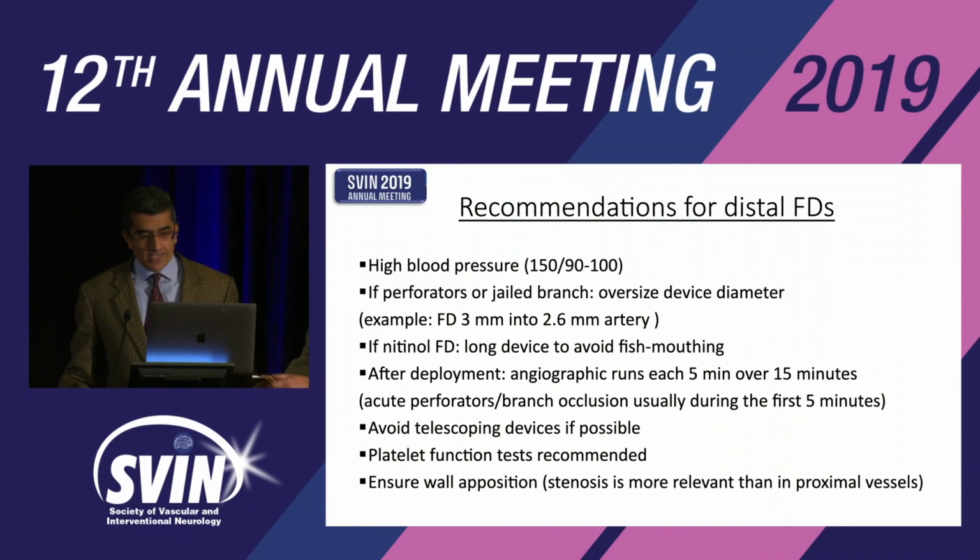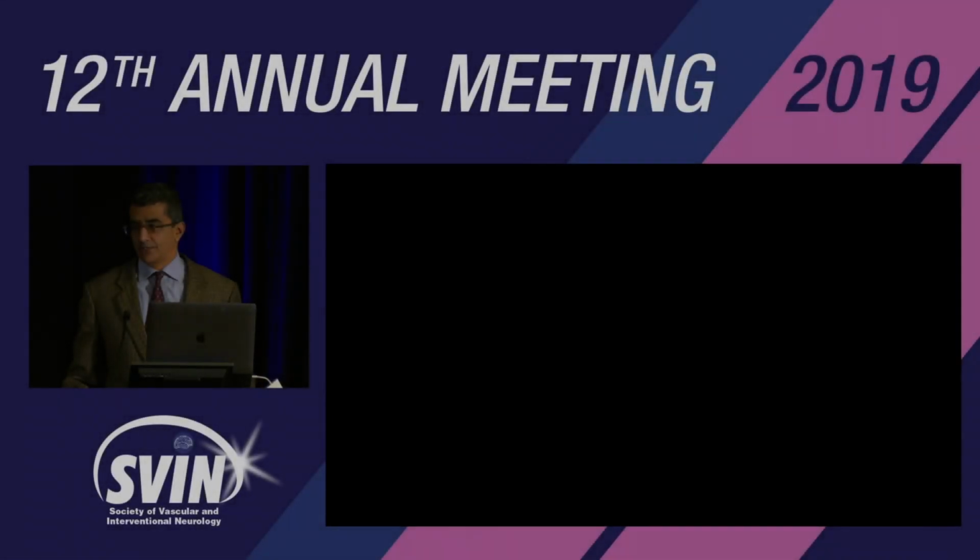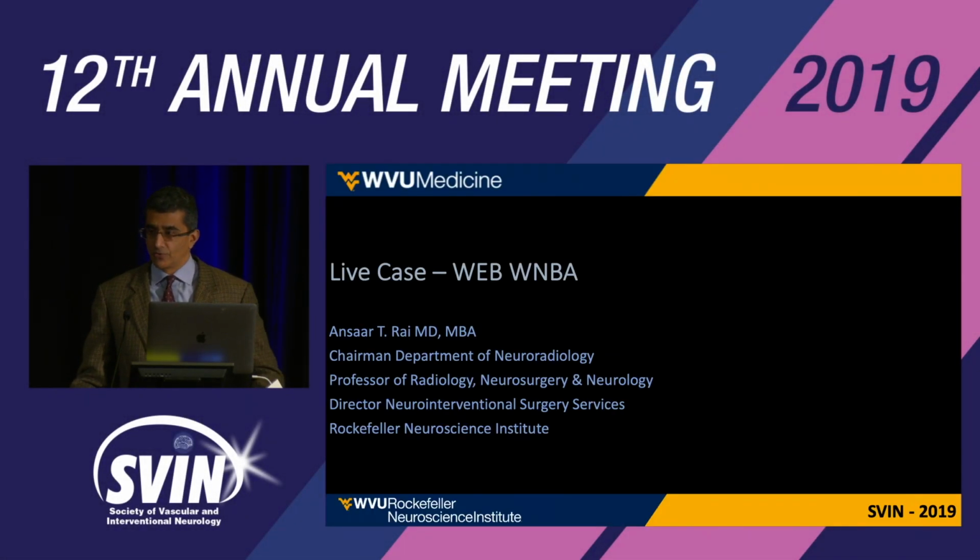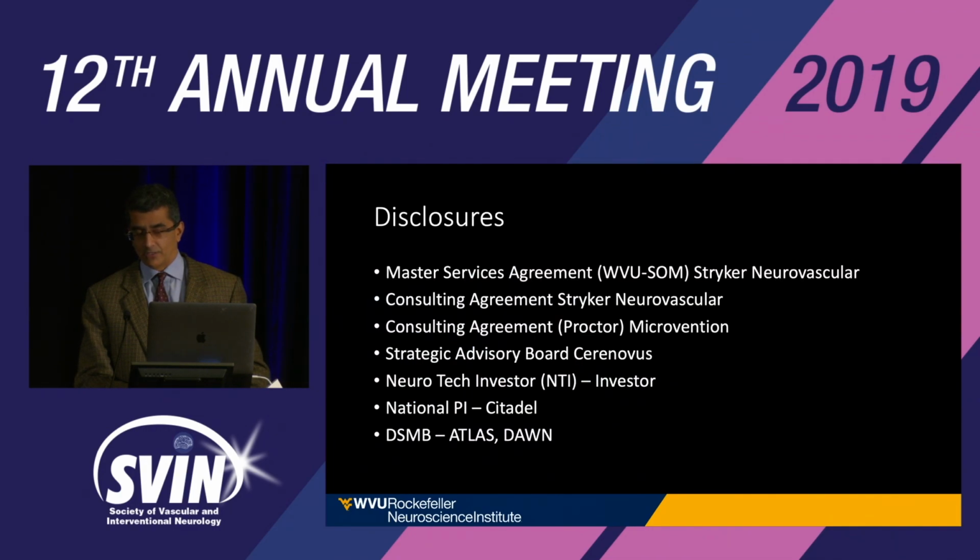I will show a case of wide neck bifurcation aneurysm treated with WEB. It's an on-label treatment. You've already seen several elegant examples of WEB treatment. For us, over the last 17 years or so, this device has had the most impact on our practice. And MCA bifurcation aneurysm is the most common aneurysm that we treated this year, endovascular.